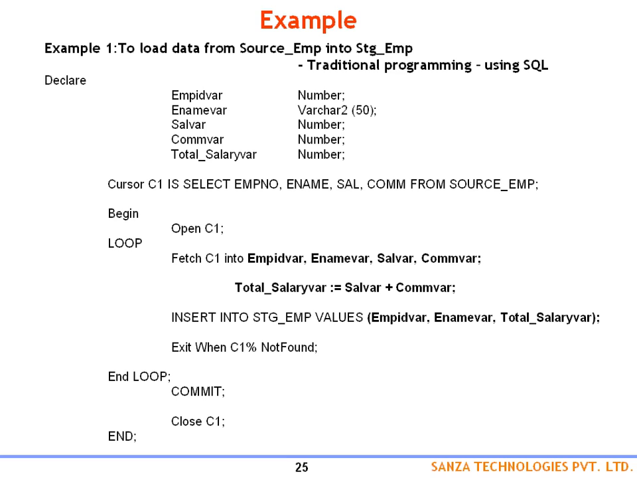We are extracting the data from the source EMP table, transforming the data, that is calculating. Here the calculation is the transformation, salary plus commission, and inserting into the stage_EMP table each employee's total salary. After you load the data, you commit it.